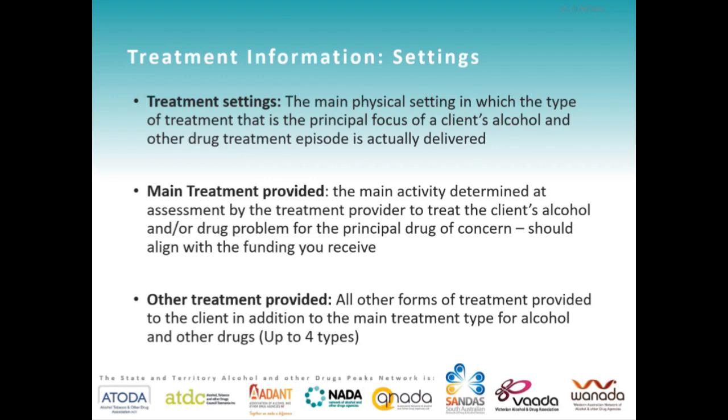But you can have other types of treatment. For instance, if you were providing counselling to someone and you also were their opioid dependence treatment provider, you might capture that they were also getting pharmacotherapy. If you were doing counselling with someone, you might also do withdrawal management support for them. So there's a range of other treatment types you can select, but so long as you've got the main one in, you're golden.